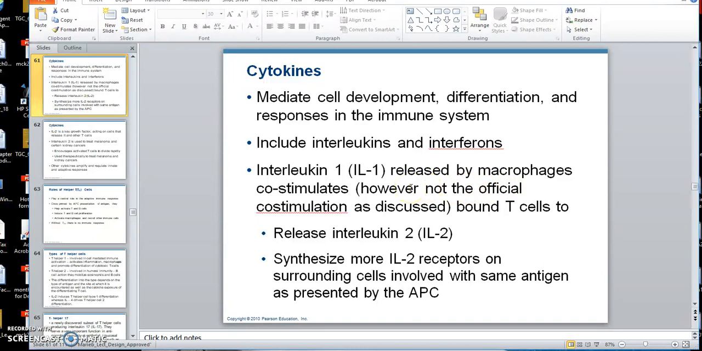This interleukin 1 turns on, for example, the T cell to look at things, and then if the T cell agrees, it'll send out interleukin 2, which will then cause proliferation of neighboring lymphocytes. Okay.